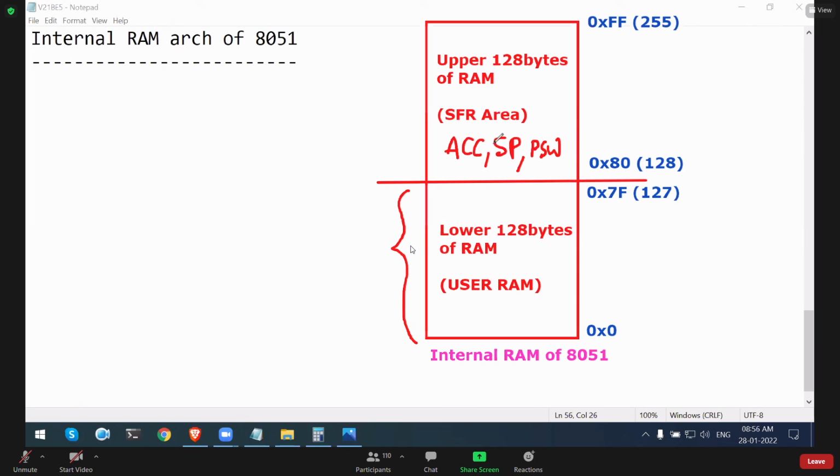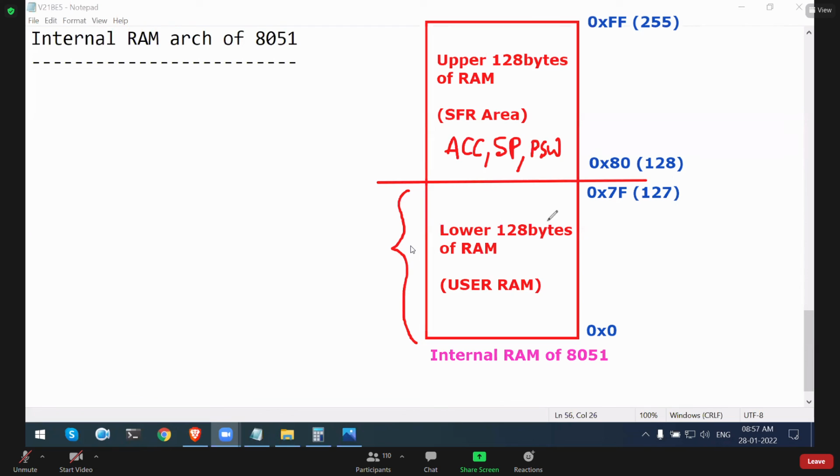Here only registers are available. This space is reserved for special function registers, and we cannot store runtime data in this area. Only this much space is available to store our data. Complete RAM size is 256 bytes, but out of 256 bytes, 128 bytes is given for the user, so the user can store runtime data. So this is the internal RAM, divided into two parts: SFR area and user RAM.